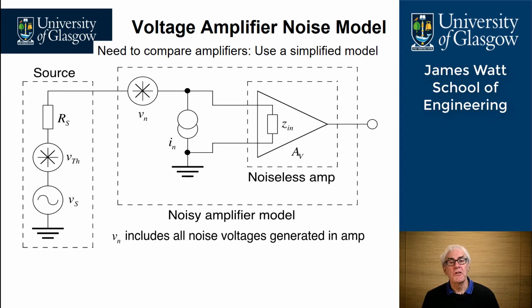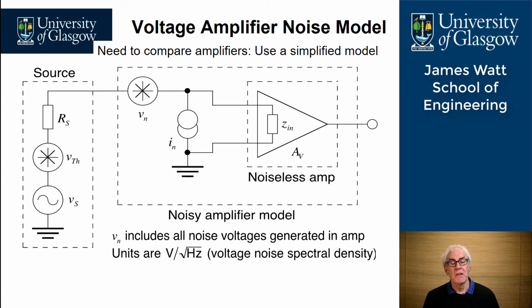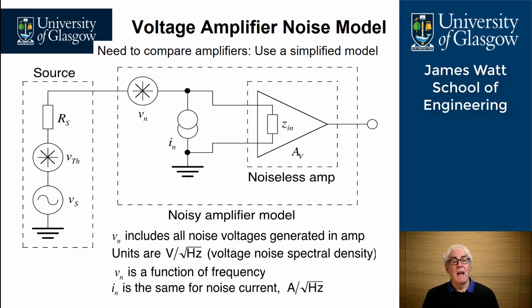The noise voltage in the noisy amplifier model includes all the noise voltage sources associated with that amplifier lumped into one element. The units of that noise voltage are volts or nanovolts or microvolts per square root of hertz, in other words, per square root of bandwidth. This gives us the noise voltage spectral density for the amplifier. Noise voltage for an amplifier is very often a function of frequency, and we'll look at that later on in the course. We also have the noise current associated with the amplifier. It has the units of amps per square root of bandwidth.